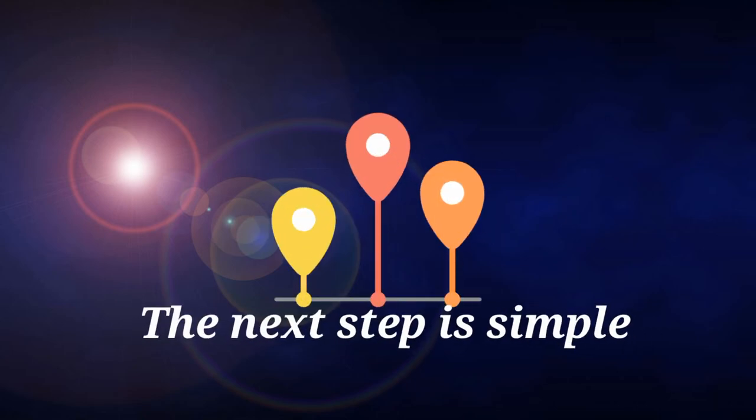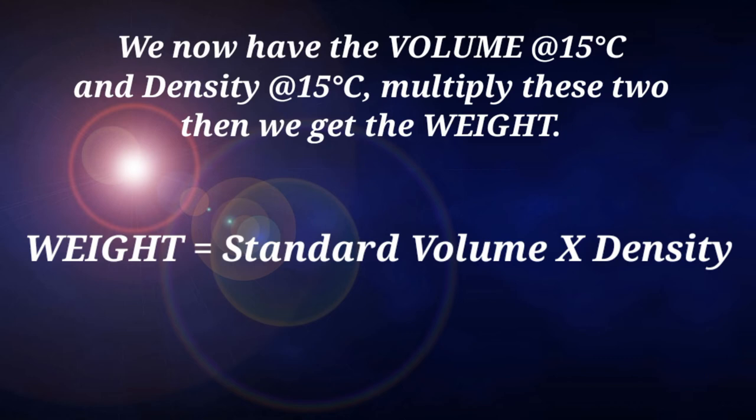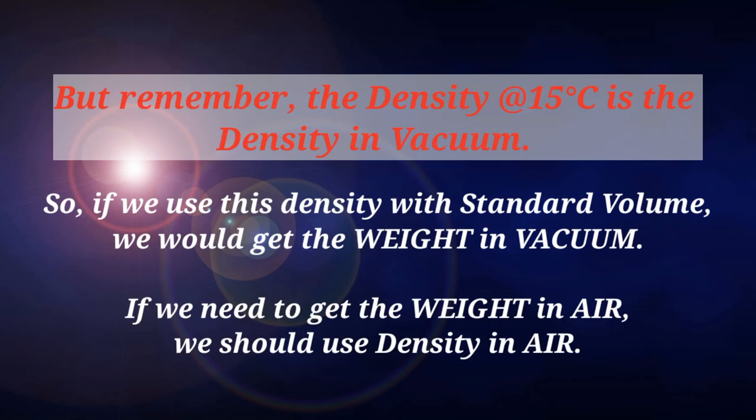Getting the weight from standard volume is simple. We have the volume at 15 degrees Celsius and we have the density at 15 degrees Celsius. If we multiply these two, we get the weight by a simple formula: weight is equal to standard volume multiplied by the density. But remember, the density at 15 degrees Celsius is the density in vacuum. So if we multiply this density with standard volume, we would get the weight in vacuum.